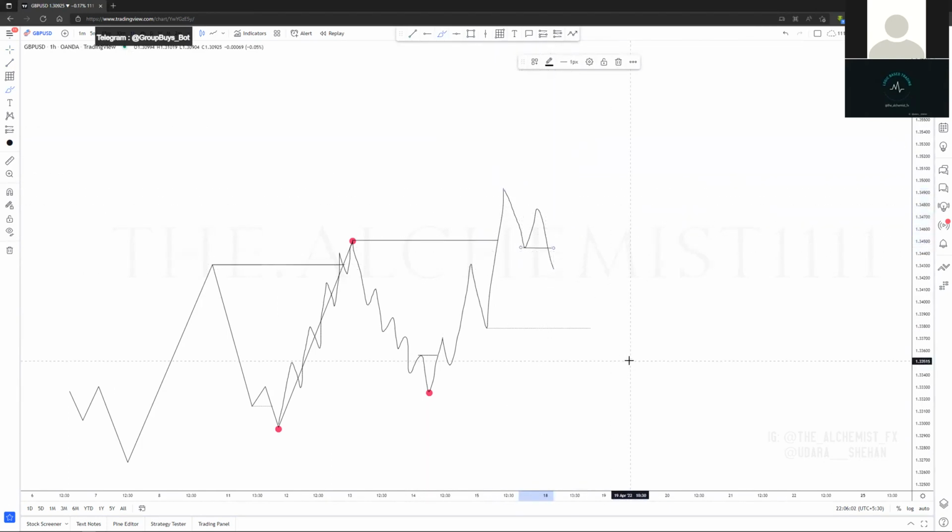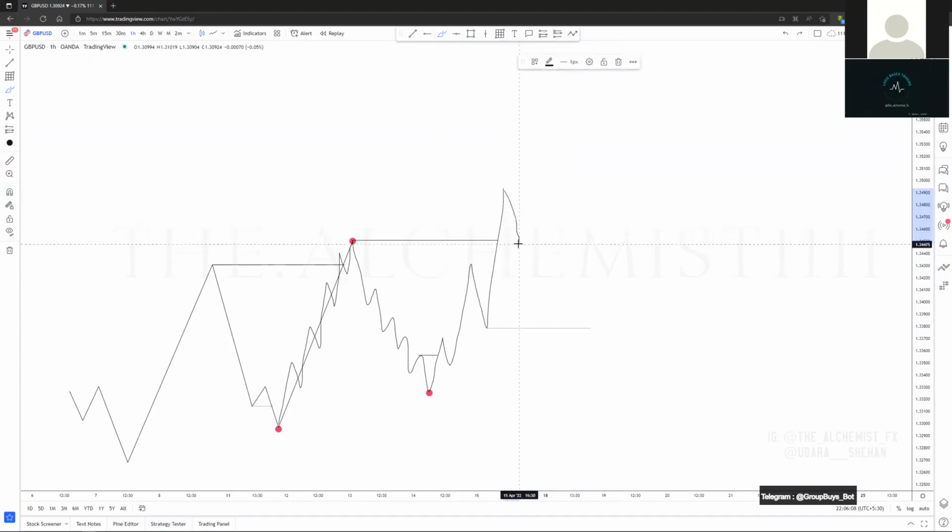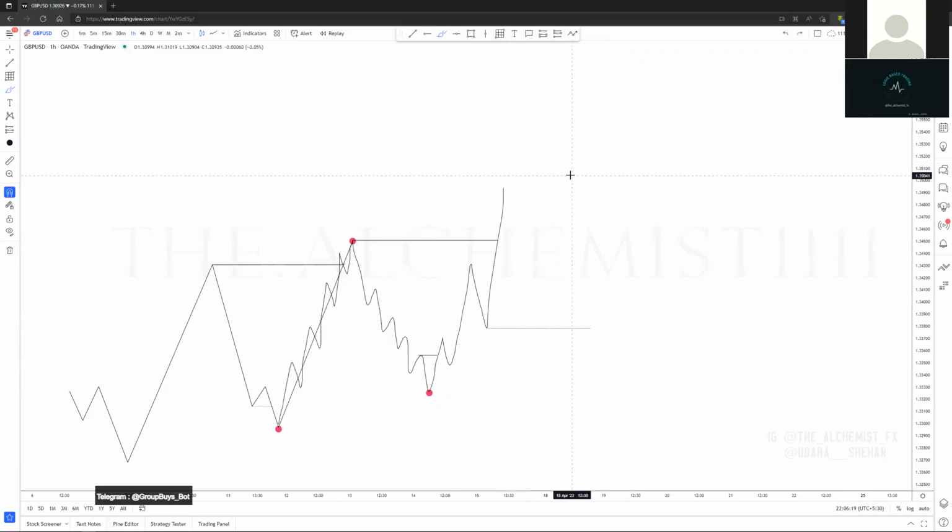This is not a breakout structure. Remember that very well. You have to get a break of a swing low that created a higher high. Always remember that a swing low that created a higher high has to break. That is what would happen.